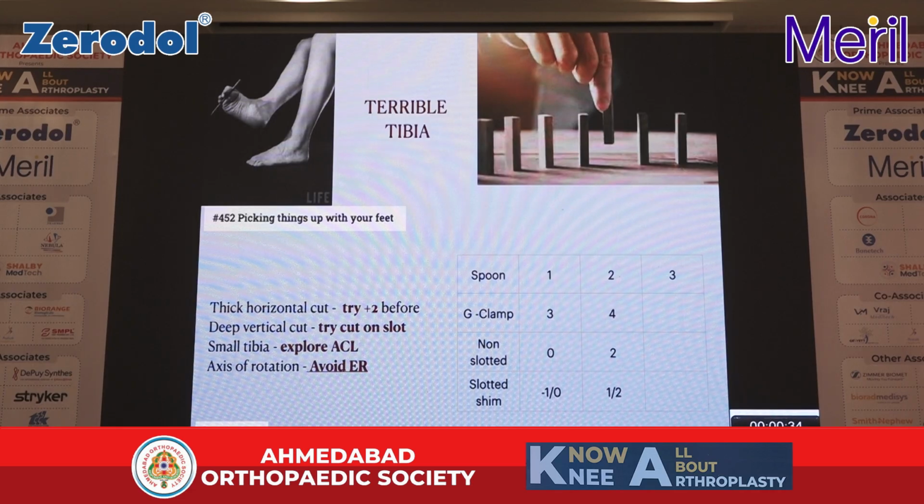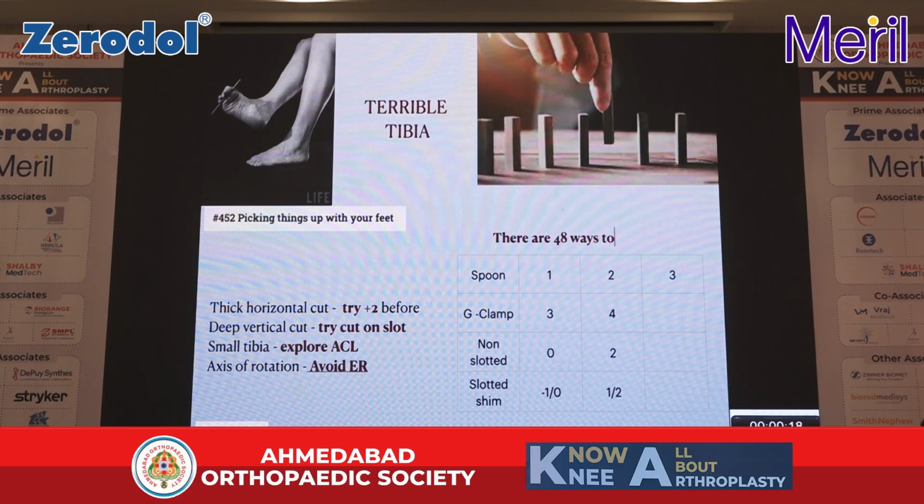So now if you see the tibia is terrible, femur is fantastic. That's the one line statement for uni. Spend time with tibia. We will have a spoon 1, 2 and 3. We have clamp 3G and 4G. We have slotted shim, non-slotted shim. The more you do, more you understand, but ultimately you can plan.